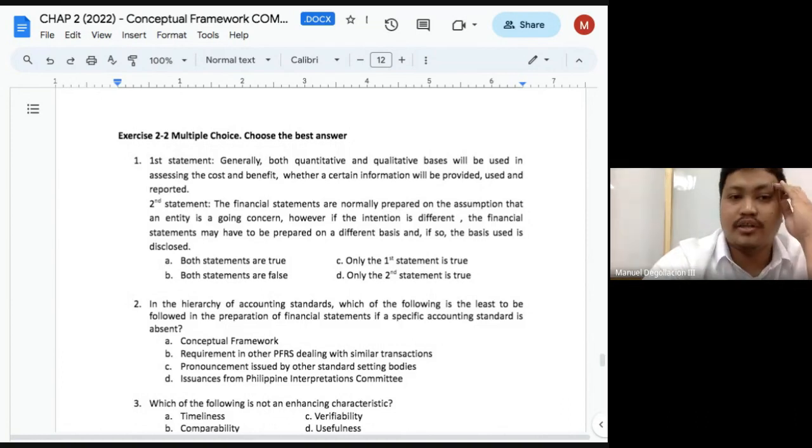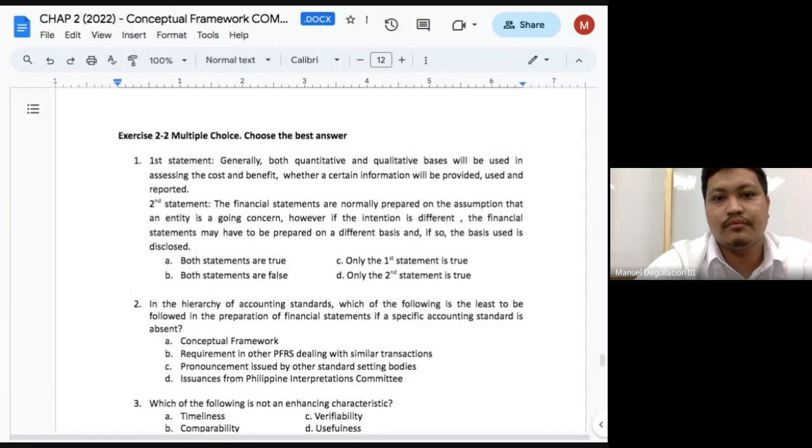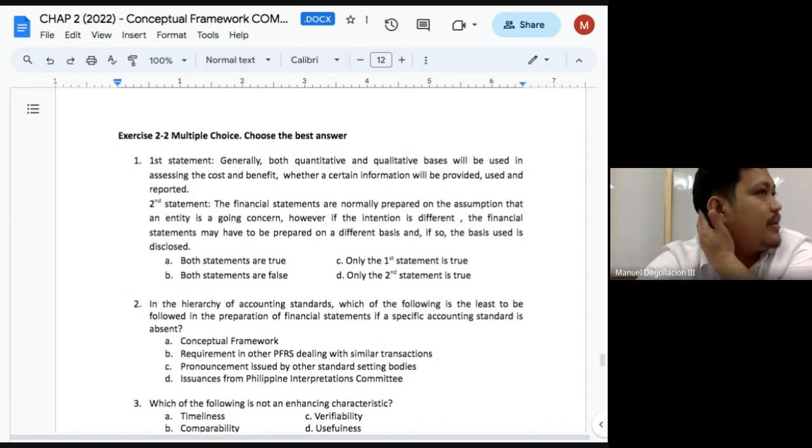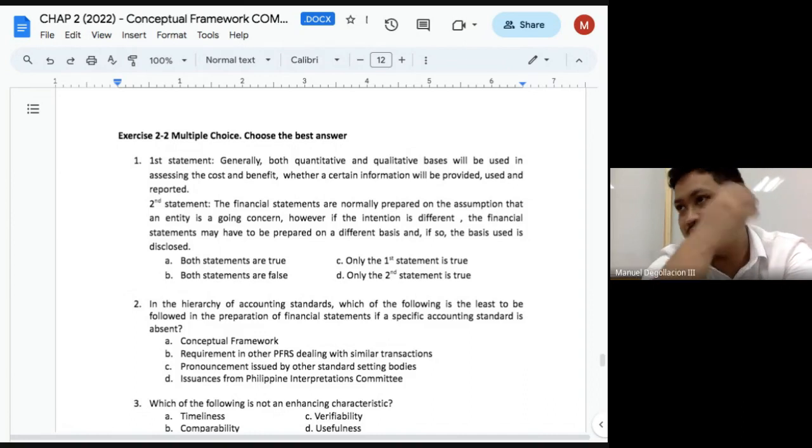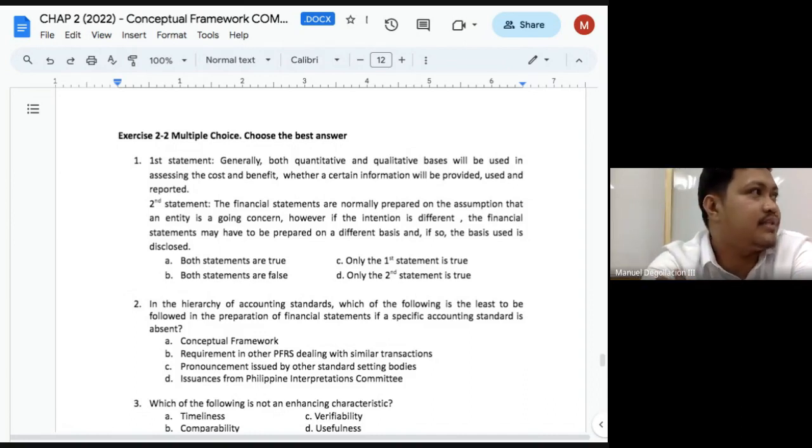Let's start with chapter 2, exercise 2-2, the multiple choice questions. Number 1 is an example of the multiple choice question I have described to you, class, wherein you will be given multiple statements and your task would be to determine whether the statements are true or false. And again, examination questions will not be limited to 2 statements only. There are some questions wherein you'll be asked to determine the truthfulness of 4 statements. But in our textbook, most of the questions here are up to 2 statements only.